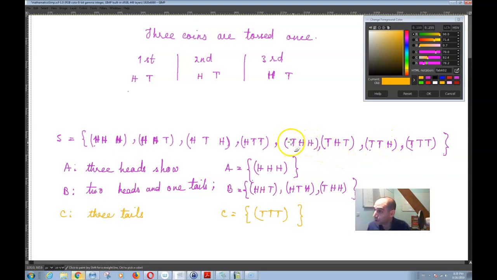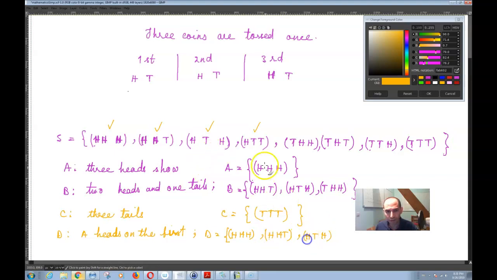And then D would be a head shows on the first coin. So on the first coin, a head here, a head here, a head here, a head here, and that's it. So D is equal to HHH, HHT, HTH, and HTT.